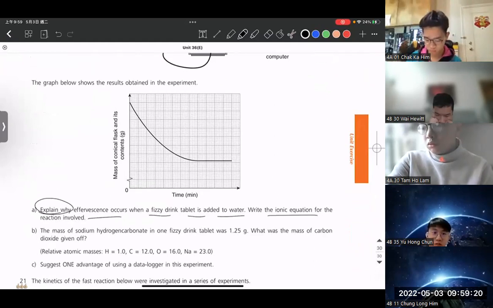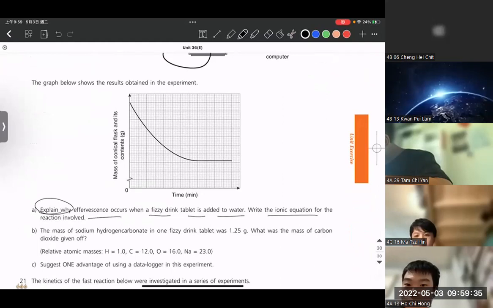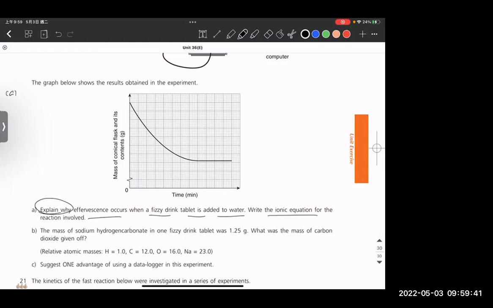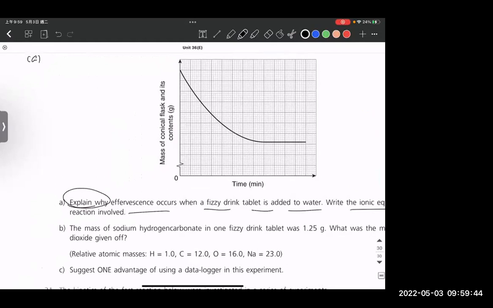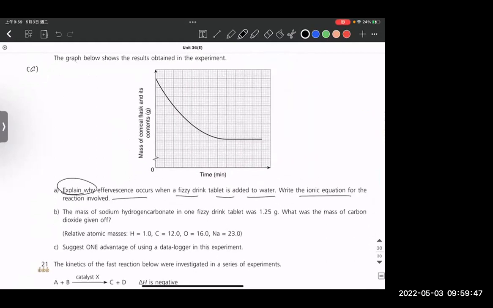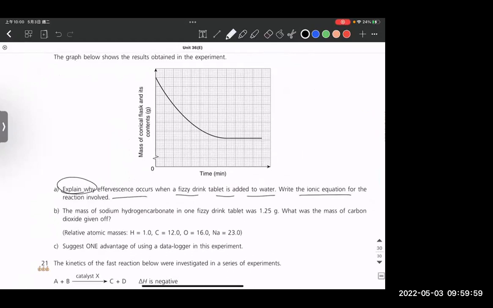You go back to the exit, right? A long story to tell. Do you still remember what it is about? The principle: while you put a fizzy tablet into the water, it will cause effervescence. The reason? Because the hydrogen ions react with the sodium hydrogen carbonate to give carbon dioxide gas.